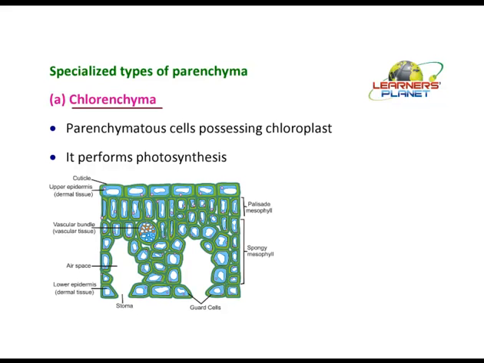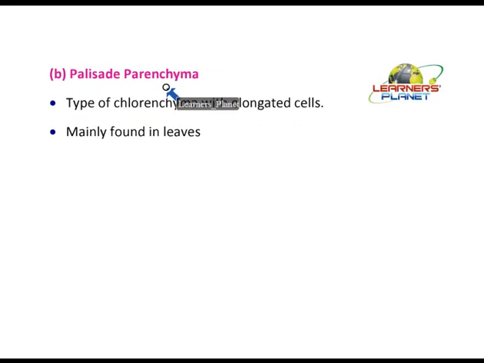Which cell is known as chlorenchyma? It is of course parenchyma, but it contains what? Chloroplast. Now you can imagine if chloroplast is present, it can support the process of photosynthesis, and this we have studied earlier. So you can see the structure here. These are palisade mesophyll, these are spongy mesophyll. There are intercellular spaces which support the gaseous exchange during the process of photosynthesis.